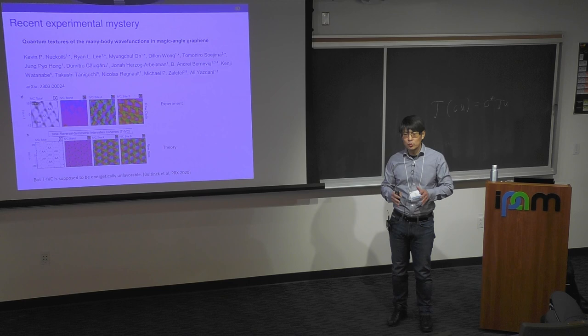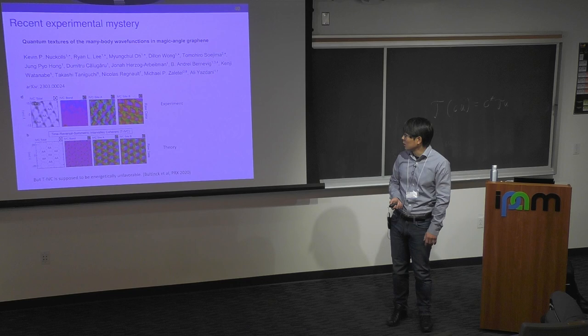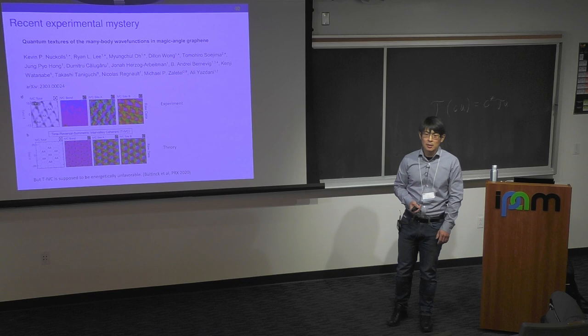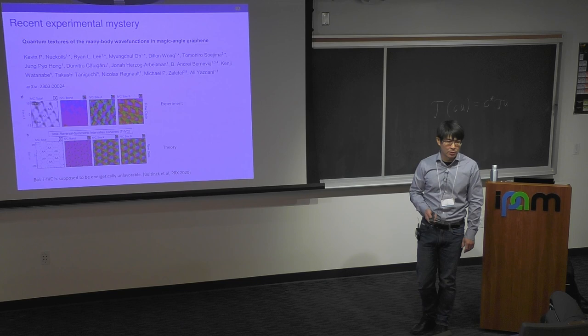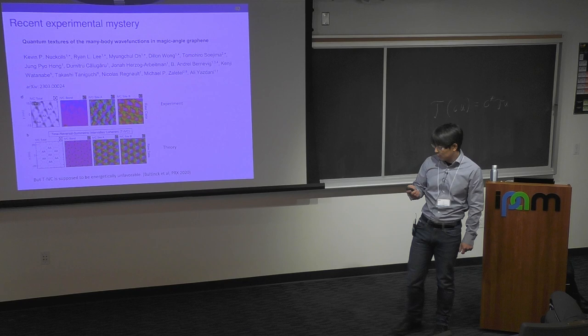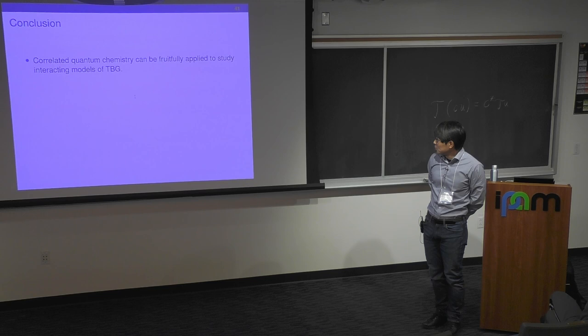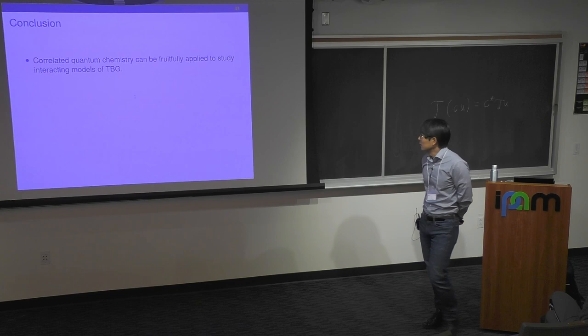But this type of discrepancy, I think, is rather interesting from our perspective, because one of the possibilities is that it is actually due to geometry relaxation. And we do want to see whether, for example, ab initio calculation would provide some sort of insight along this line. So let me conclude. I hope I showed that correlated quantum chemistry methods can be fruitfully applied to study interacting models of magic angle TBG.